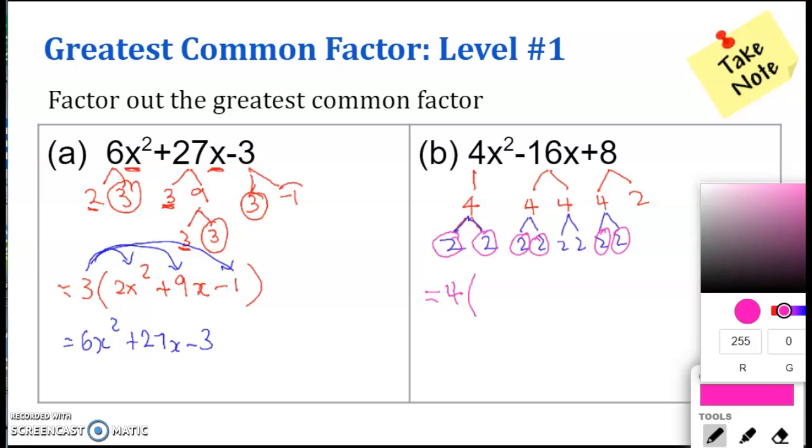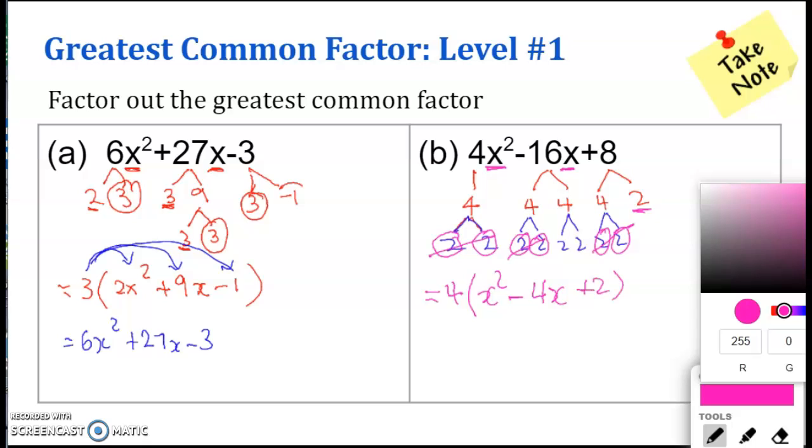And what am I left with? I still am left with x squared. And for negative 16x, I still have the minus here because I haven't dealt with the minus sign. Do not lose that. But I have 2 times 2, which is 4. And I also have the x here. And then I have dealt with this 2 times 2 already here. So that means I am still left with 2 over here. So that's going to be plus 2.